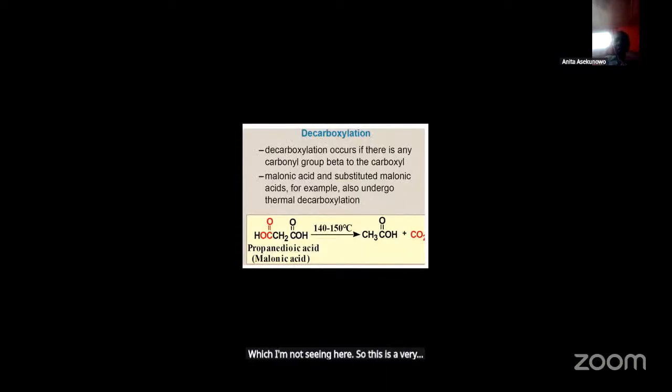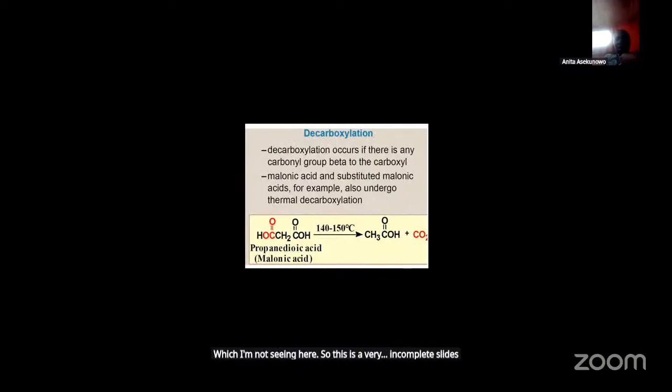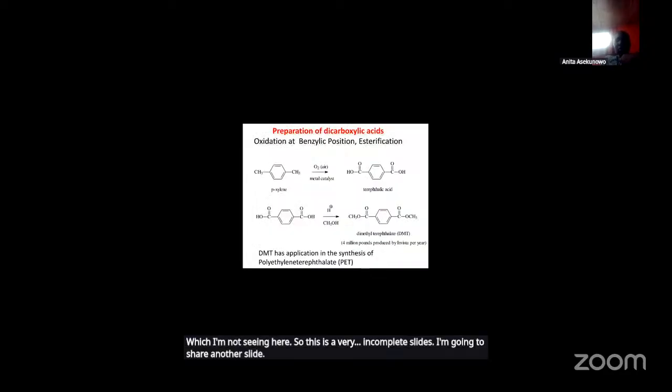This slide seems to be very incomplete, because we also have other methods of preparation of dicarboxylic acids, which I'm not seeing here. So this is a very incomplete slide. I'm going to share another slide. This slide is not complete.